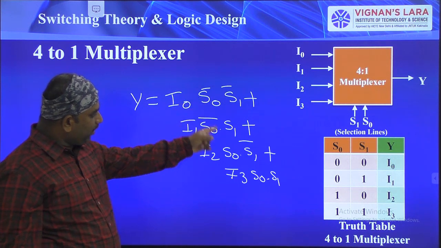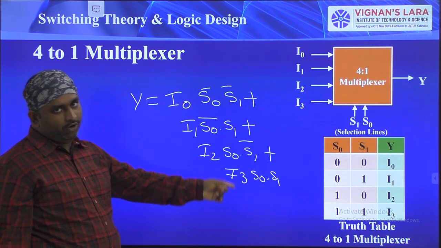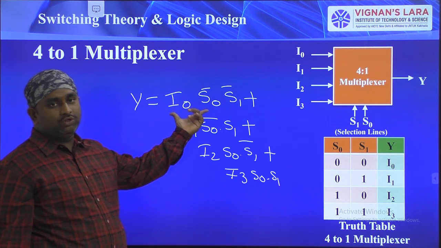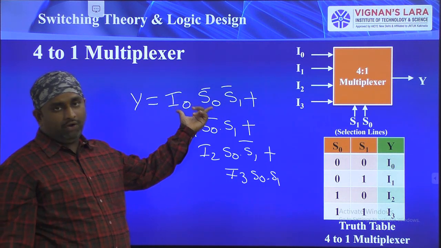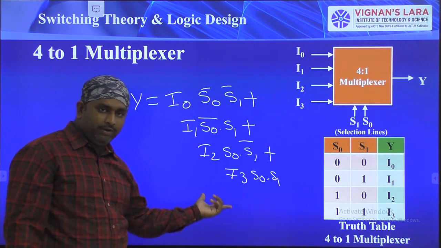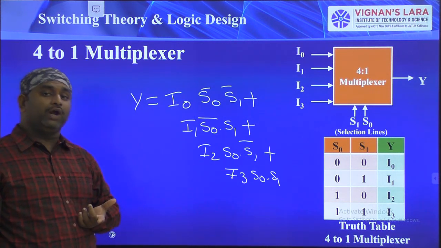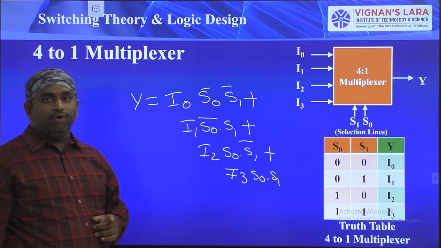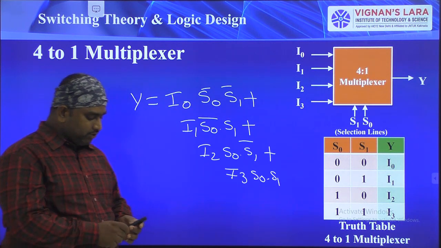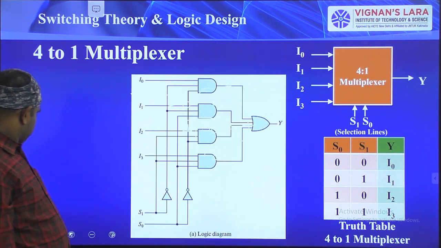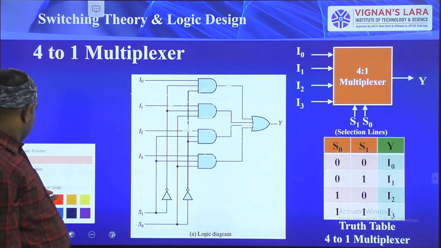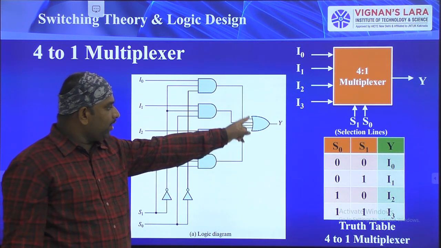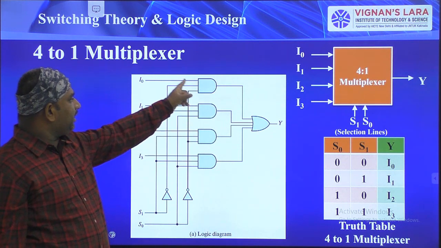So here we have 4 minterms. For each minterm we have 3 inputs. Totally we have 4 minterms, so we have to use 4 AND gates, each AND gate has 3 inputs, and we have to use a 4 input OR gate. So 4 AND gates and 1 OR gate.